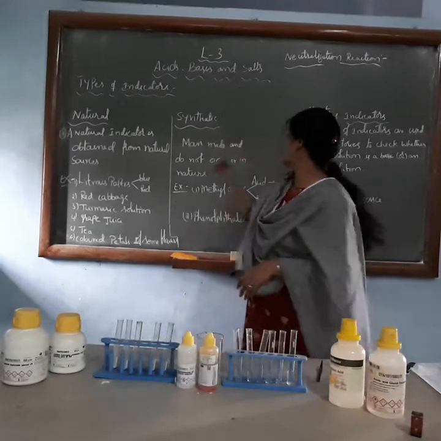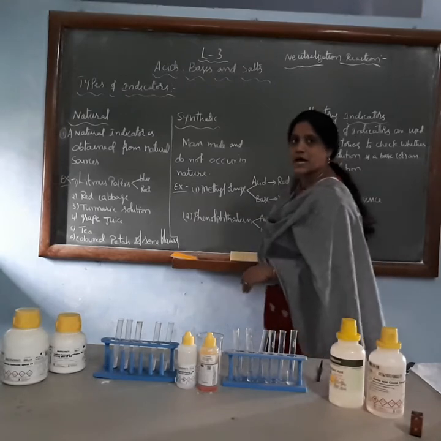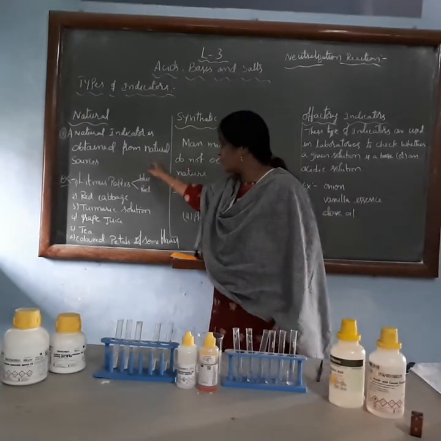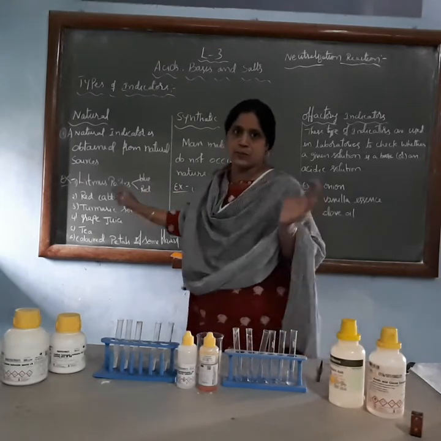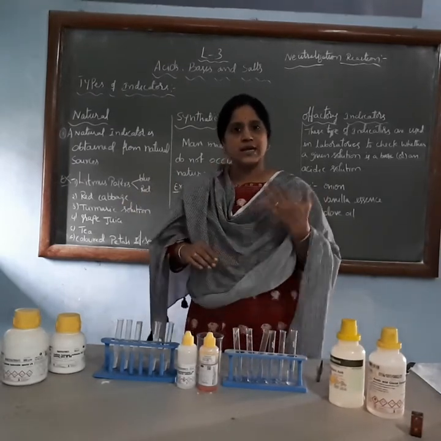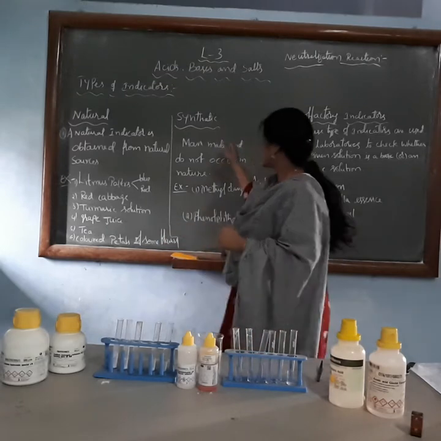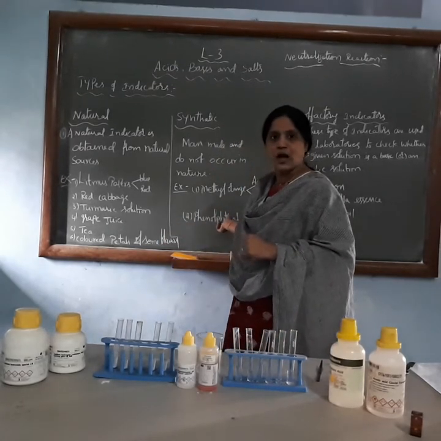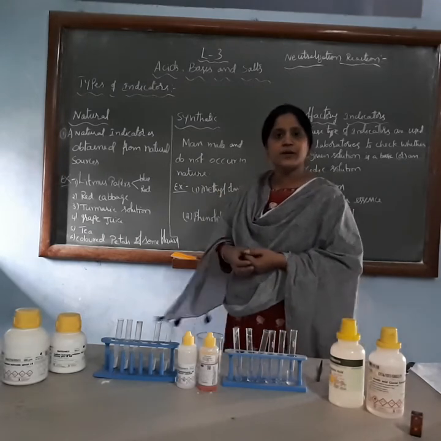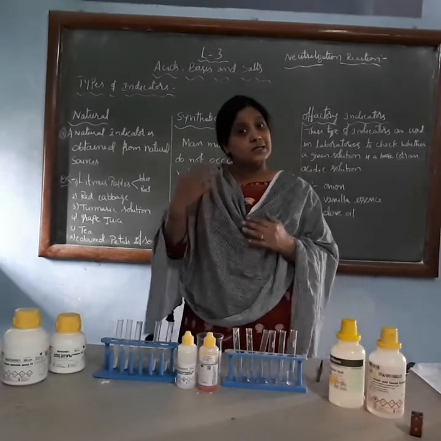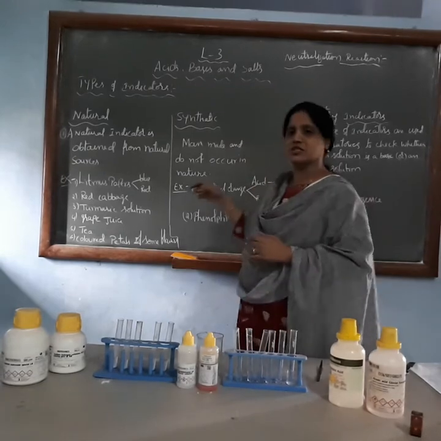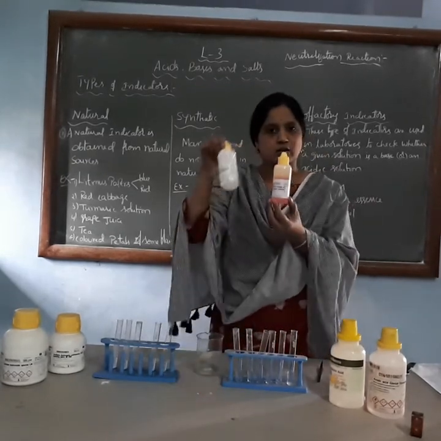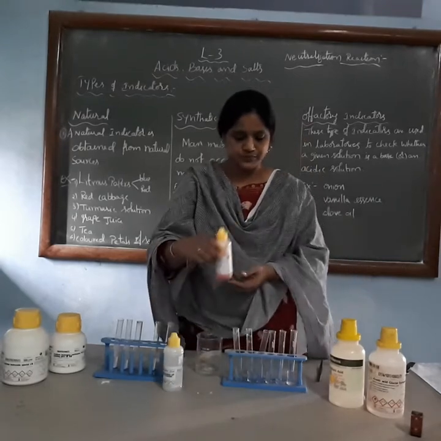Next, coming to the olfactory indicator, I will explain this later. In the last video I completed how to check whether a given substance is an acid or base using litmus papers. Now, coming to synthetic indicators, I will explain how these chemicals change color in acidic medium and basic medium. First I will take methyl orange, and I will do the activity with these two.